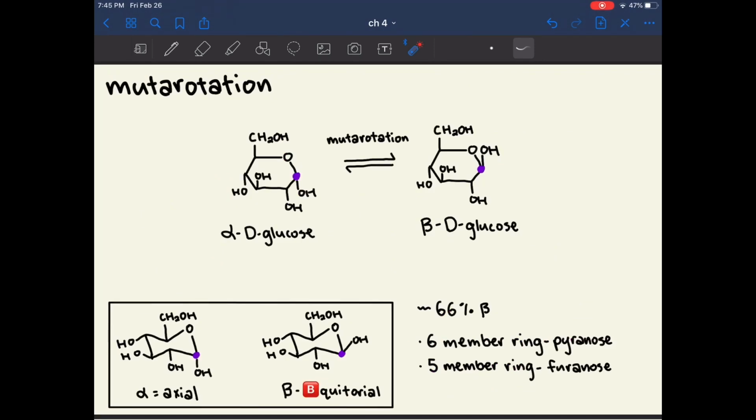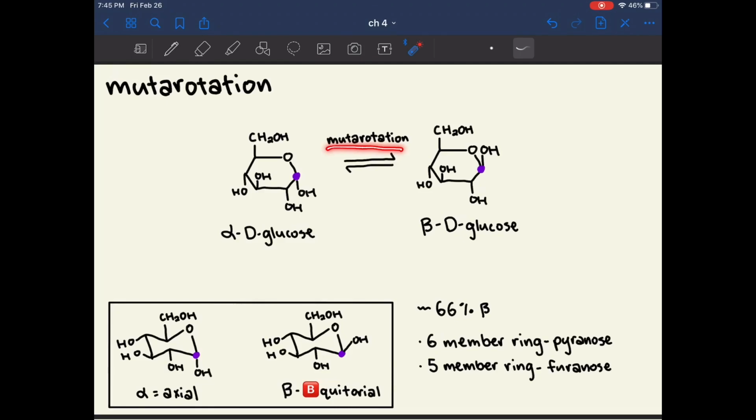Once a sugar is formed, it will either have the OH of the anomeric carbon pointing down or pointing up. If it's pointing down, it's known as an alpha sugar, and if it's pointing up, it's known as a beta sugar. And once this is set, it isn't forever. You can interconvert between an alpha sugar and a beta sugar, and this process is called mutarotation.